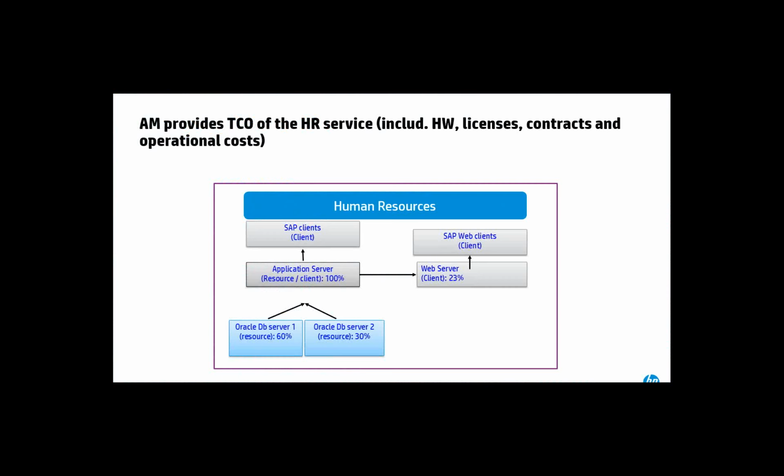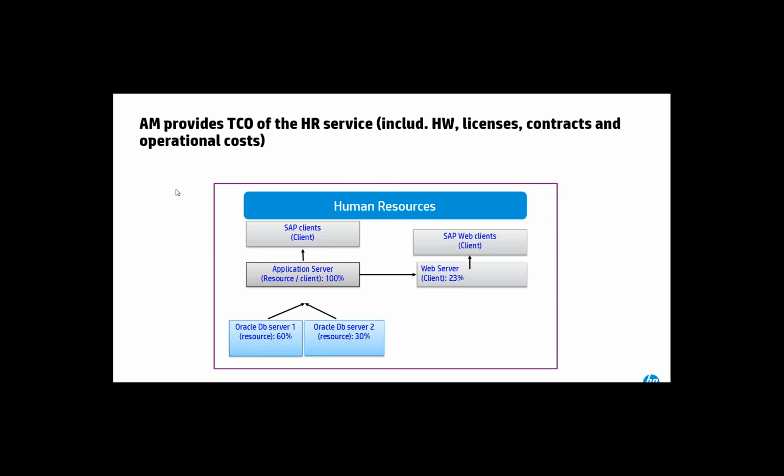I've talked about the ability to show total cost of ownership, and here I'm giving you a use case from a human resources service standpoint, where we're bringing in the hardware costs, the licenses, the contracts, the operational costs. So we bring all this in, and we can tie it together, which is great. In this slide, we're showing how we have our database service connected to the application service, which is connected to the web service, which is connected to the clients, which really builds out the human resources service. And this is pretty similar to what you talked about earlier, Mark.